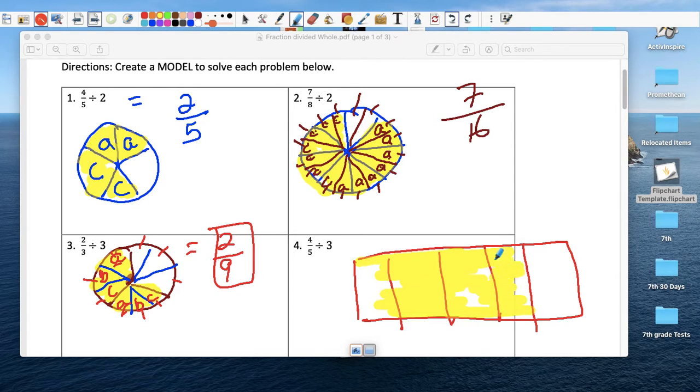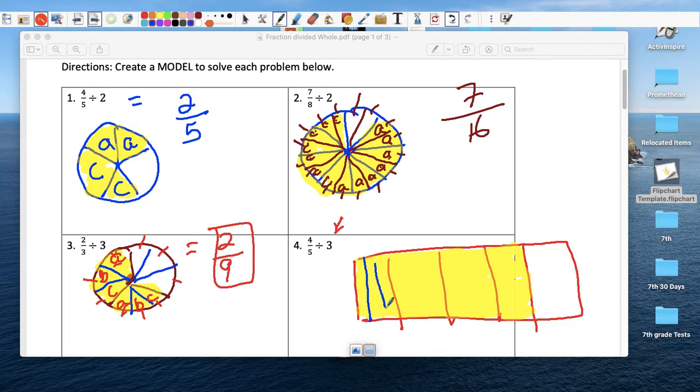Right? 4. I already ate 1. So we have 4 bars of chocolate, right? There were 5, but I ate 1, so we have 4. So now I want to share with how many friends? 3 friends. Well, in that case, let's cut each one in threes.